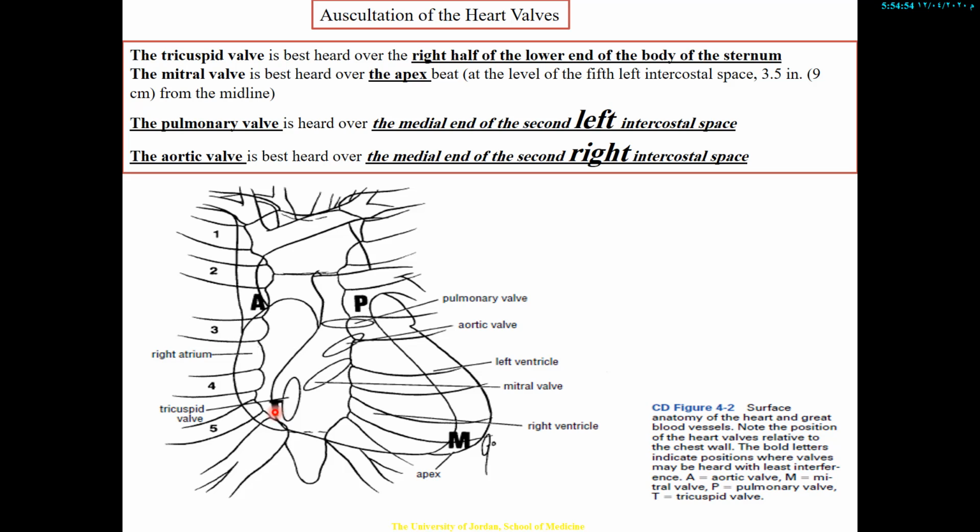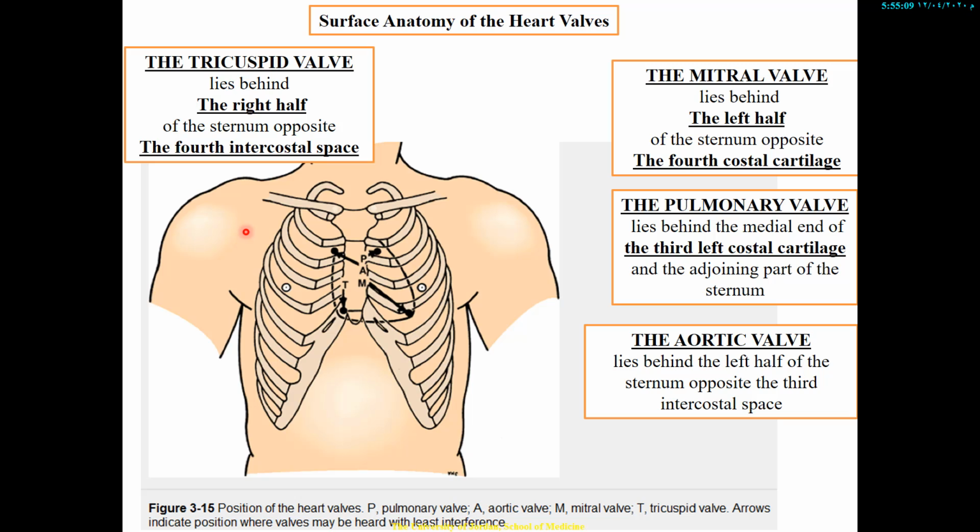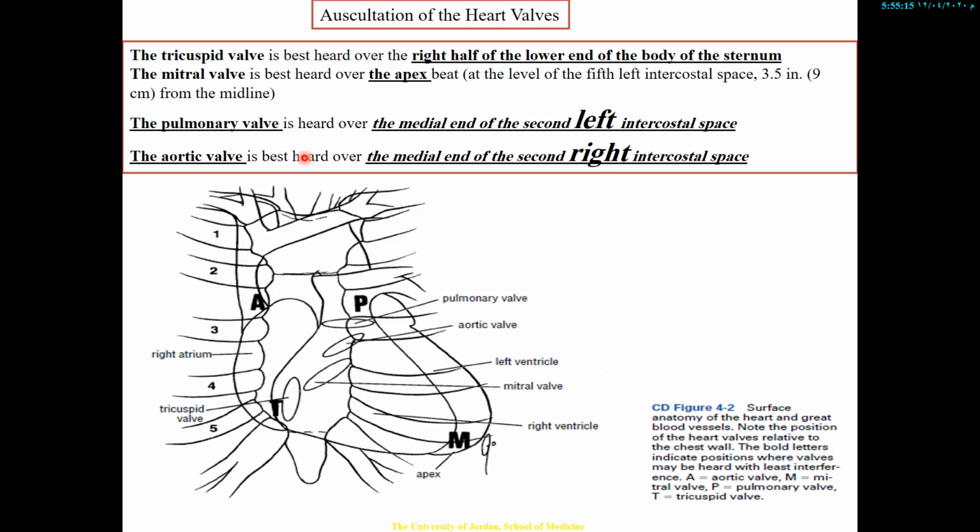The tricuspid valve is not that confusing when we talk about its surface anatomy. It was around the fourth intercostal space here, right half, the same, opposite the fourth intercostal space. So it's not that confusing.